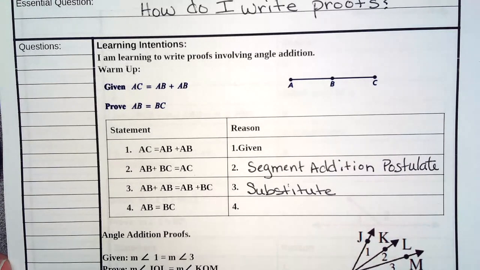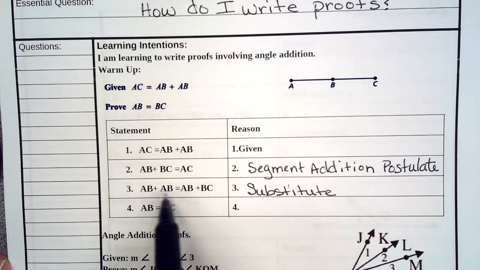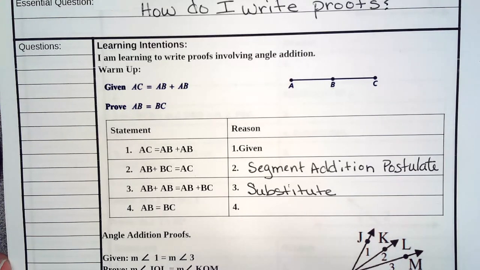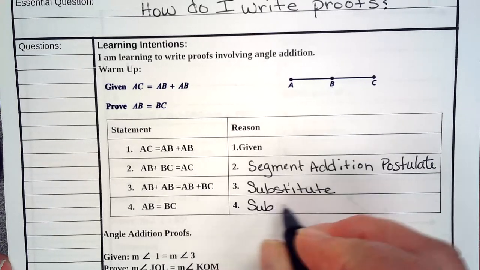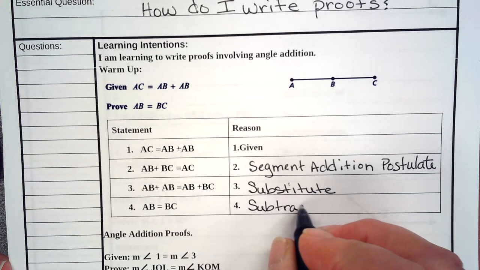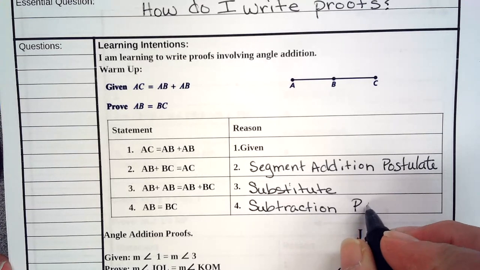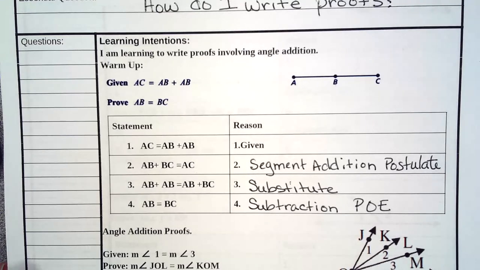Okay, so if I'm looking at both sides, I've got AB. If I've got that same number on both sides, I can remove it by what? Subtraction. Subtraction property of equality. And we're done.